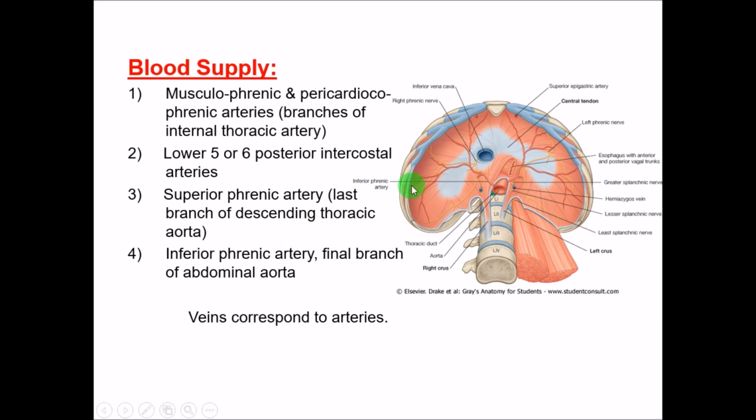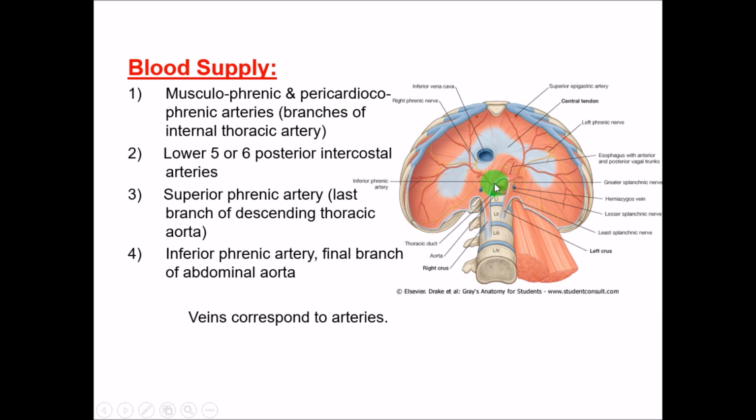The posterior intercostal arteries itself, which are passing through the intercostal spaces, also supply the lower 5 or 6 posterior intercostal arteries also supply the diaphragm, along with the phrenic artery itself, the last branch of the descending thoracic aorta. So that is the superior phrenic. Superior phrenic will be the last branch coming from the thoracic aorta before it enters through this opening, aortic opening, and become the abdominal. So that will be the superior phrenic.